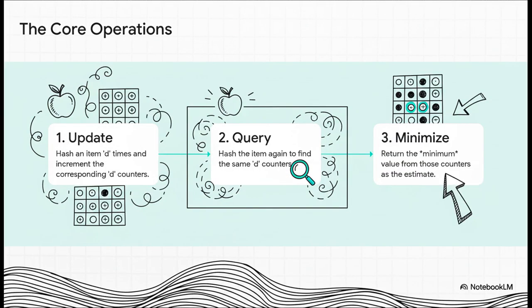So, there are two main things you do. First, when a new item shows up, let's say the word apple, you hash it once for each row. So if you have D rows, you get D different positions in the grid. You then just go to each of those positions and you increment the counter. That's it. Later, when you want to ask, hey, how many times have I seen apple? You do the exact same hashing process to find those same D counters. But, and here's the key step, you don't add them up. You take the minimum value you find among them.